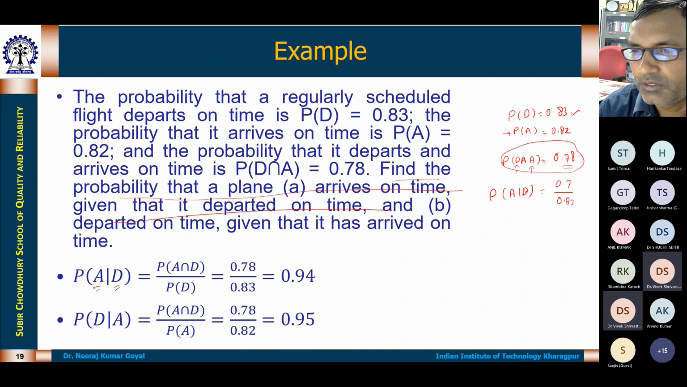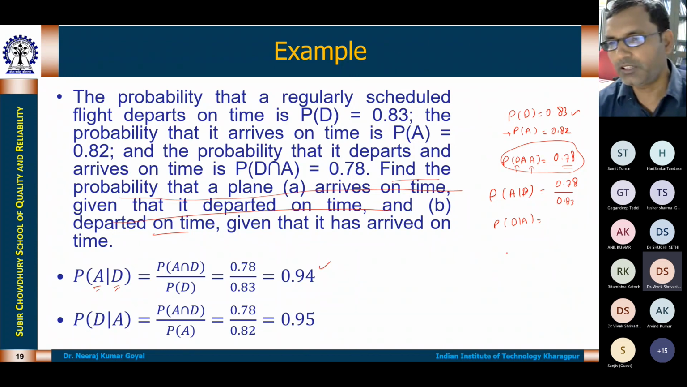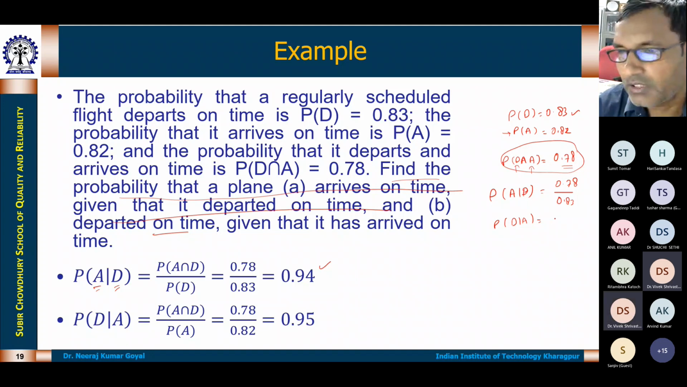That is 0.78. Okay. Similarly, the probability of D given A is the probability that it departed on time given that it has arrived on time. So if any flight is arriving on time, what is the probability it departed on time also? That is again 0.78, but out of the flights which have arrived on time, that is 0.82. Right?